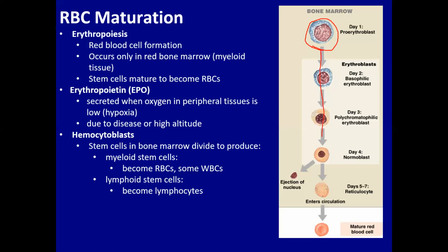You're not going to have to know all this, but I would like for you to see that we actually kick out the nucleus. And you form something that's called a reticulocyte on day 5 through 7. And that reticulocyte is going to enter your circulation, and it's going to mature into a red blood cell. So you're looking at about 7 days to go from a proerythroblast, the precursor, all the way to a mature blood cell.